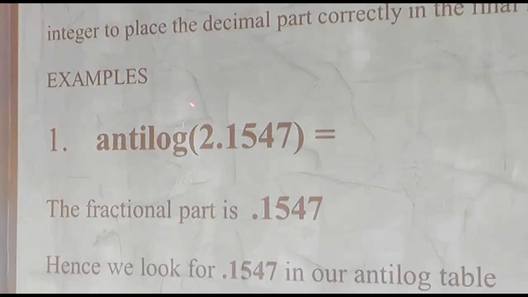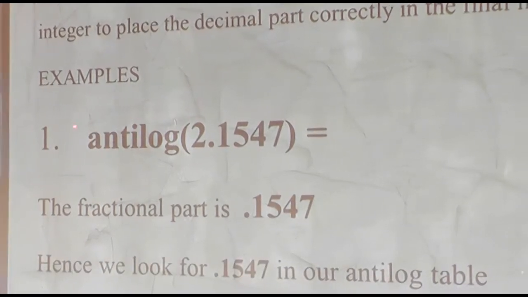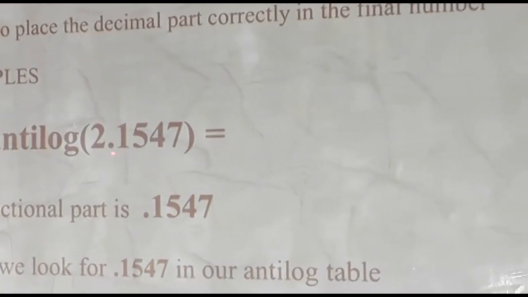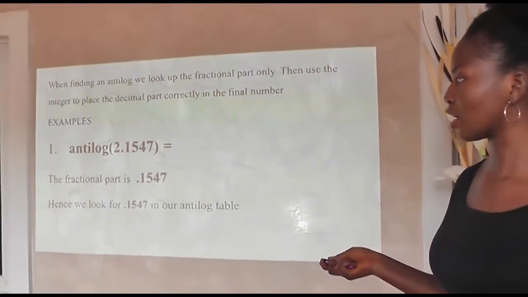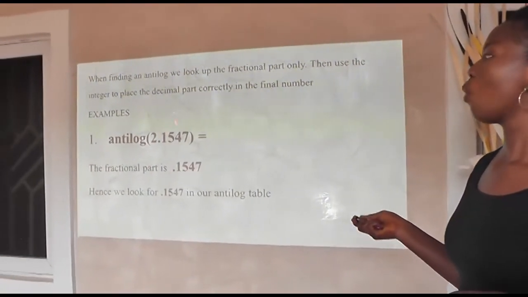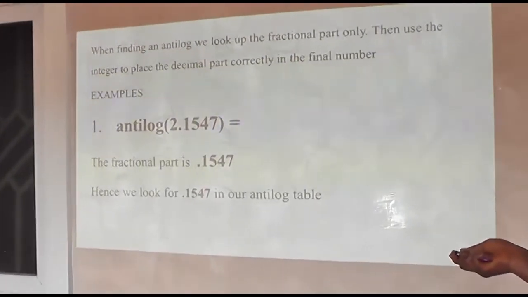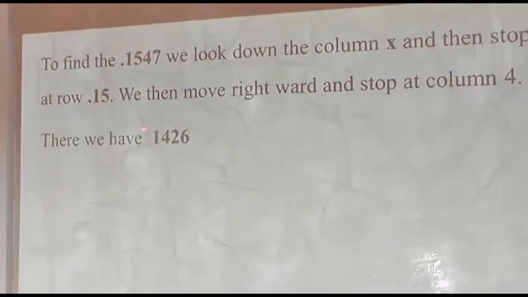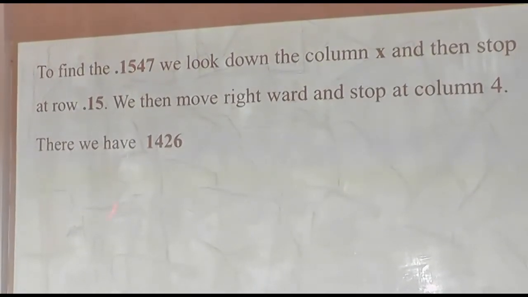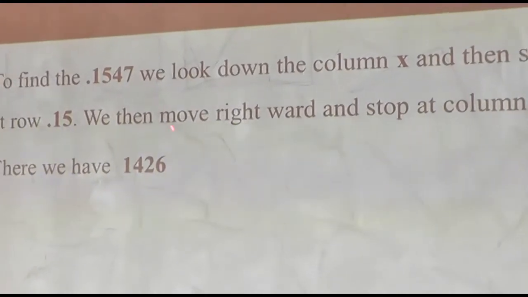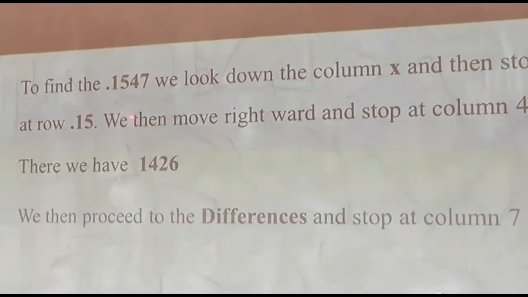Now in this case, we are going to be ignoring the first integer, that's the whole part. We are going to ignore this part, that is the whole number, which is 2. Then we are going to be dealing with the fractional part. So we ignore 2. The essence of this integer in antilogarithm is just to find the placement of the decimal point once you've gotten the final answer. So the fractional part is 1547.